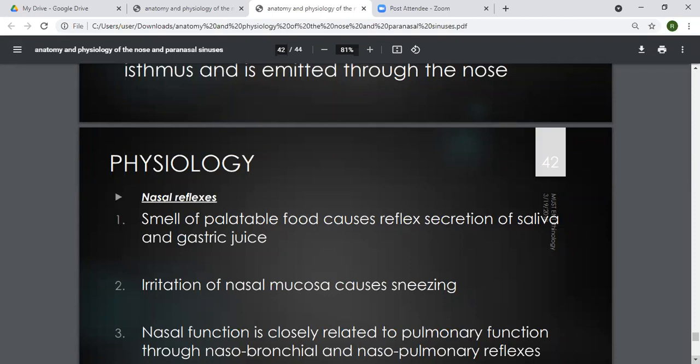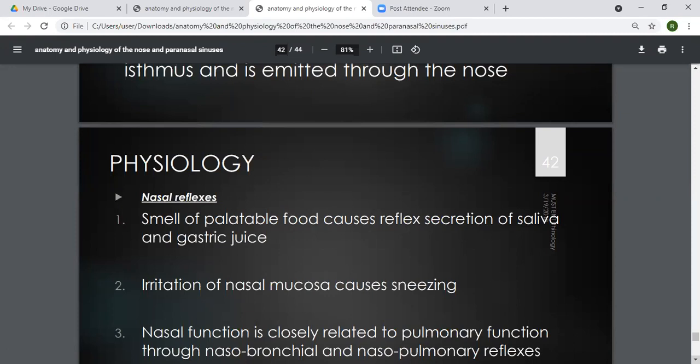Thank you, doctor. There are some questions also in the chat. I'll read them for you. What's the difference between the concha and the turbinate? That is from Chintu. Concha and turbinate all mean the same thing.